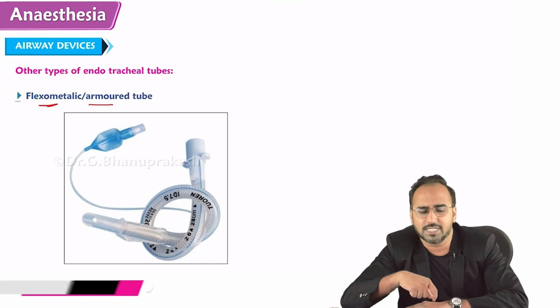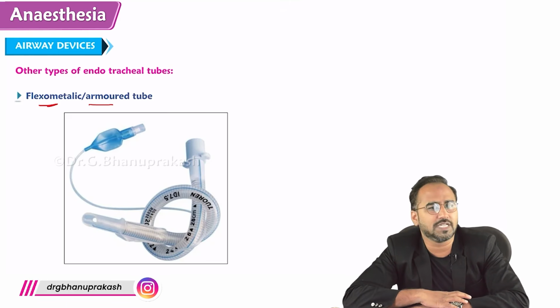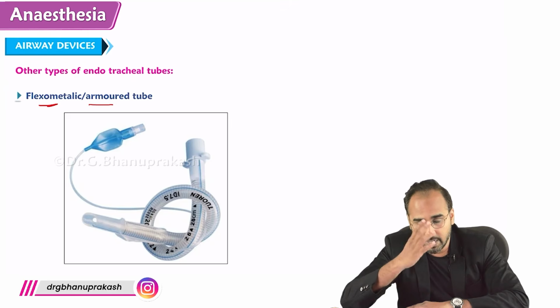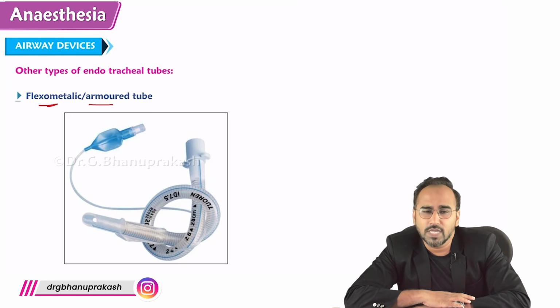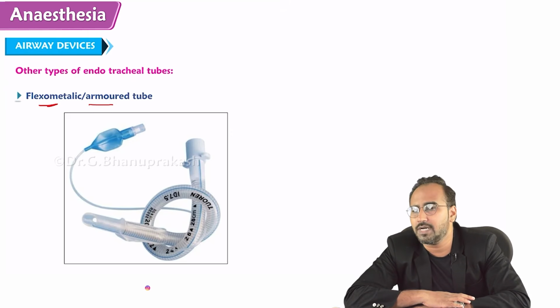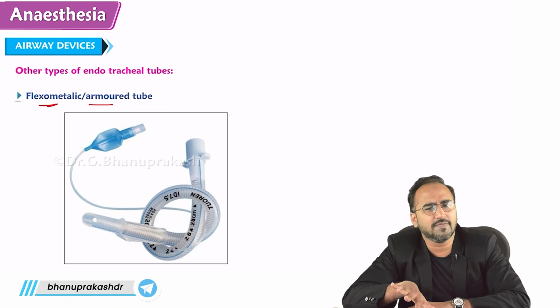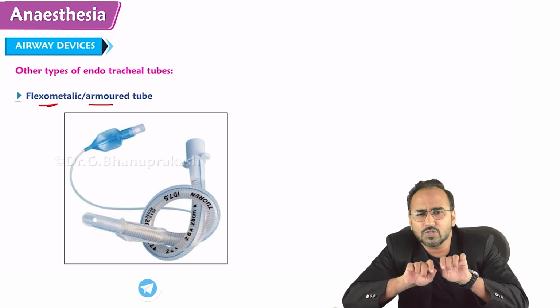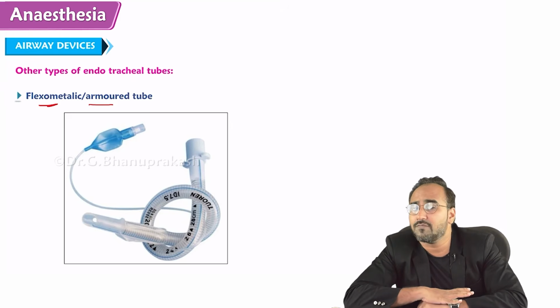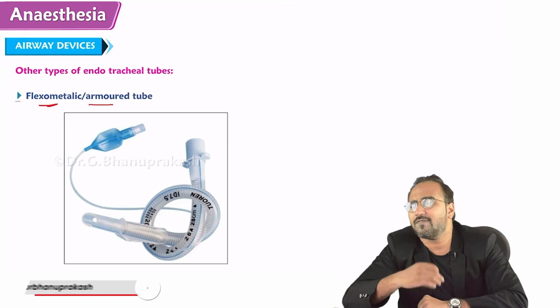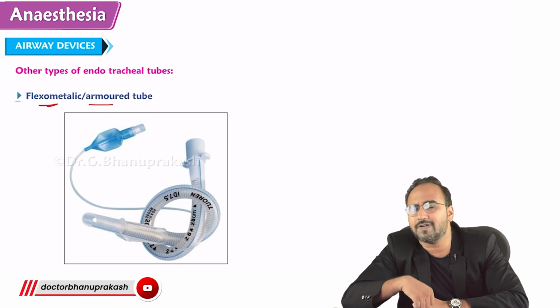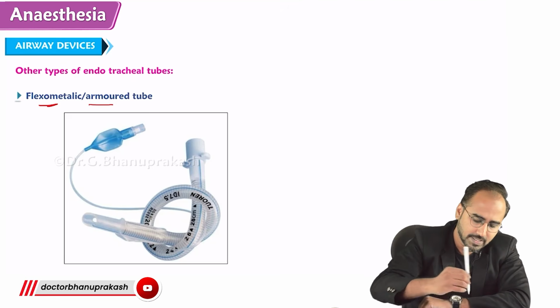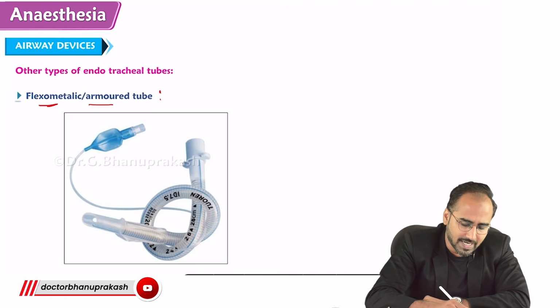In prone position surgeries, we use the tube called the flexometallic or armored tube. I used this flexometallic tube for my friend, and when the surgeon told me he wanted the prone position, we made the patient lie down in prone position. Even if you keep the patient in any position, even if you try to bend it, this flexometallic tube won't kink and won't obstruct. Why? Because in the flexometallic tube, there is a metallic component that prevents the kinking of the tube, right?